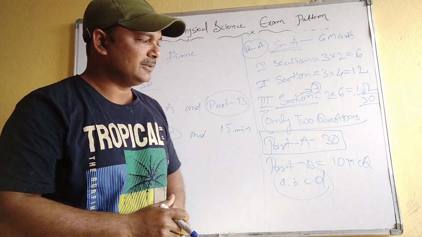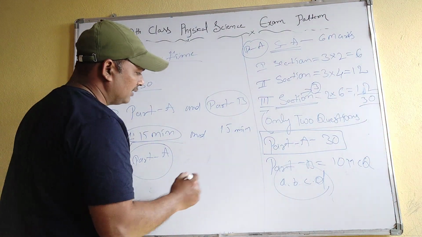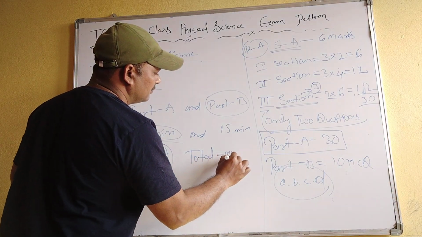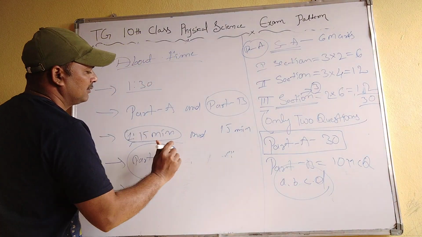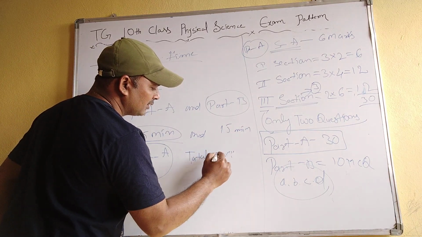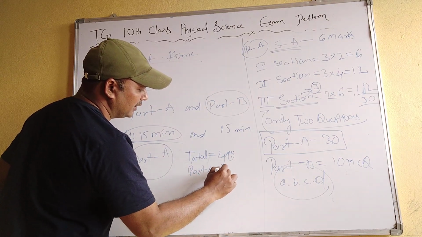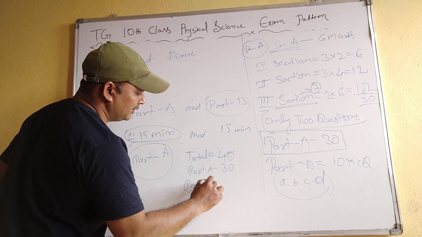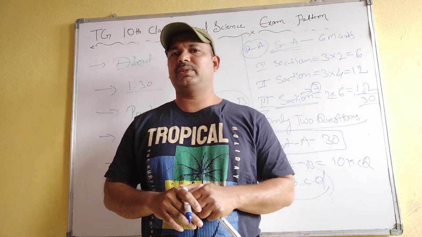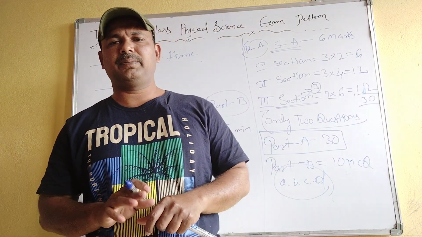Right? Then next. So total marks are 40: part A 30, part B 10. Right? So this is your examination pattern, beta. Within a minute, I will complete it and repeat it.